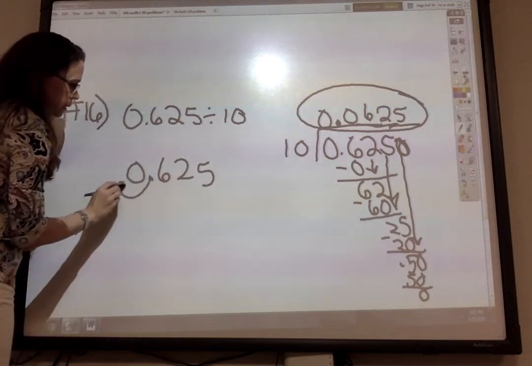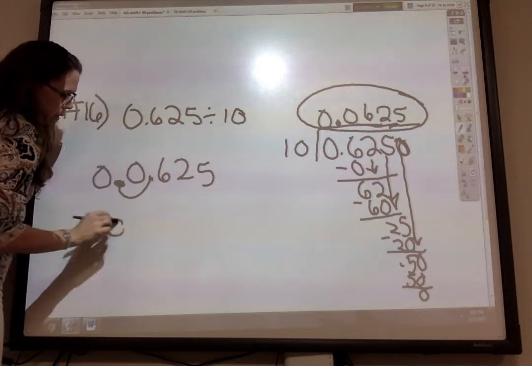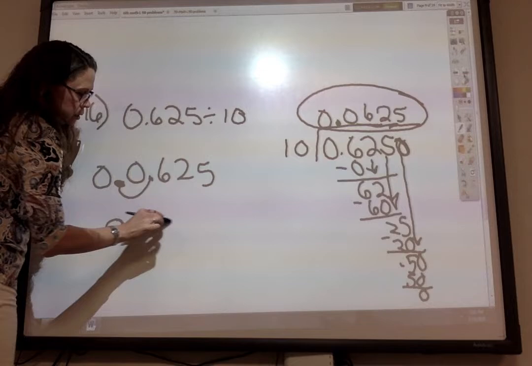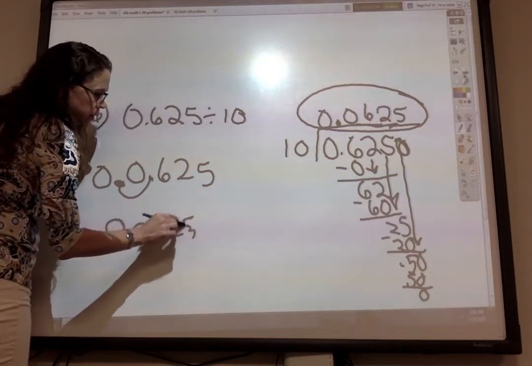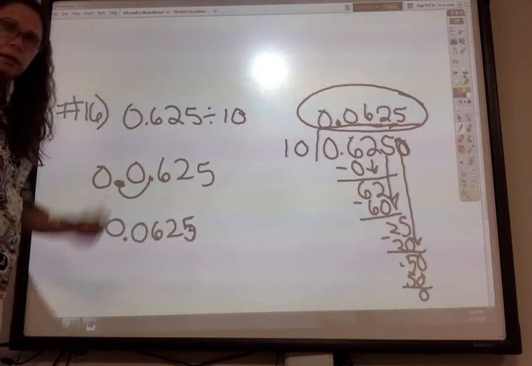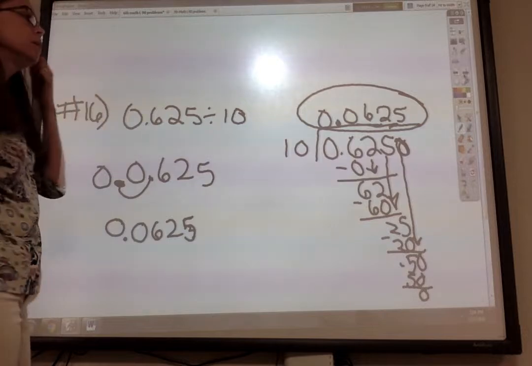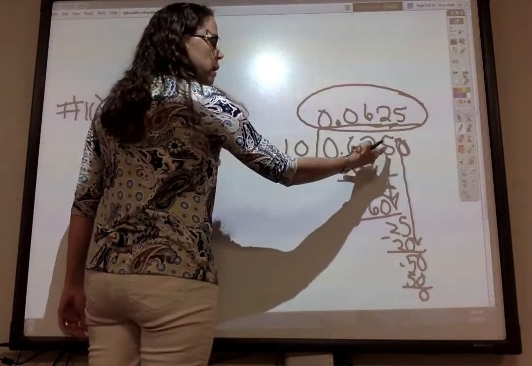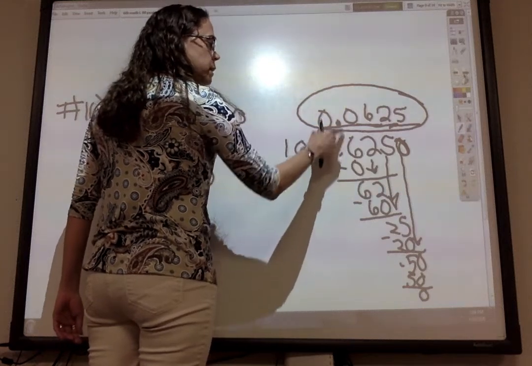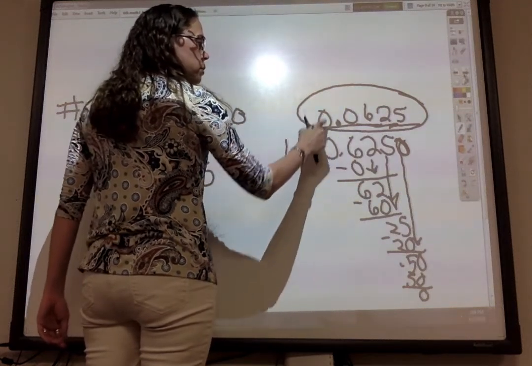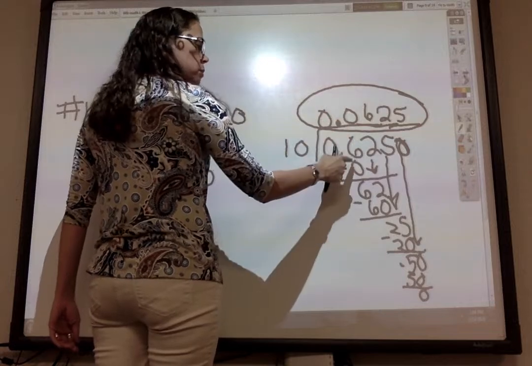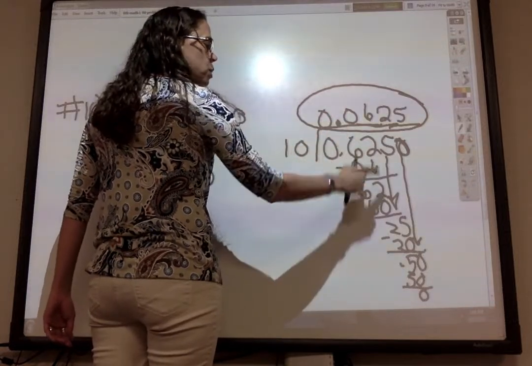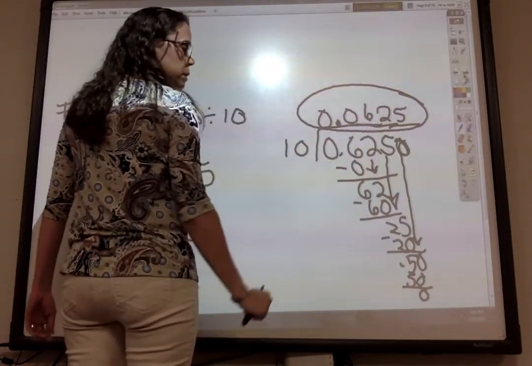So I can bump my decimal over here and have an answer of 0.0625, 625 ten thousandths, okay? But some of you need to work it out. So this is how it's worked out. 625 thousandths divided by 10, bring my decimal up. 10 goes into 0, 0 times. 10 goes into 6, 0 times. 10 goes into 62, 6 times.